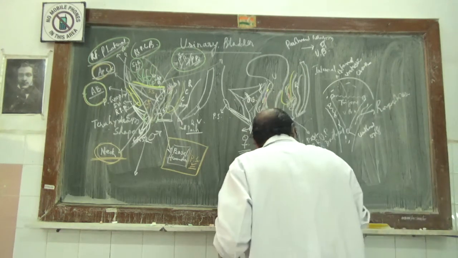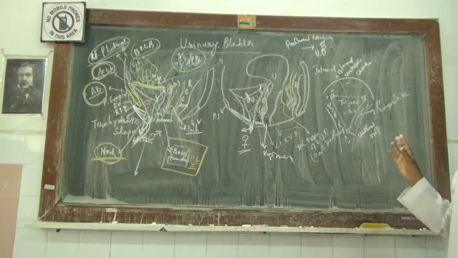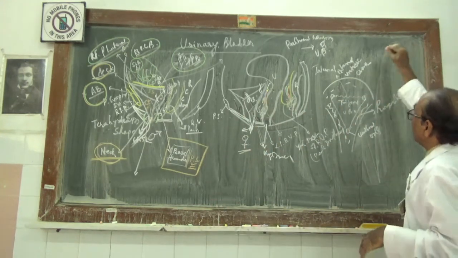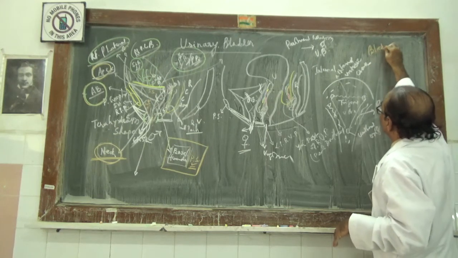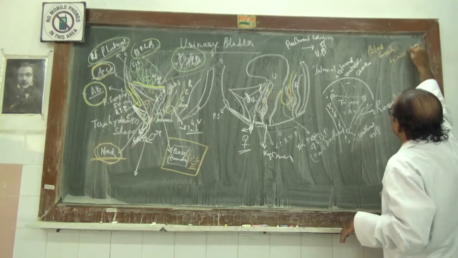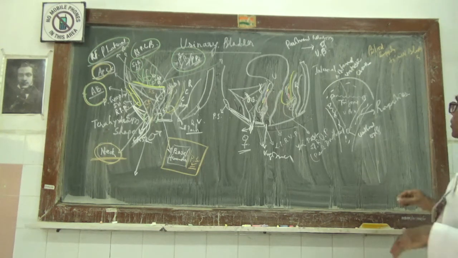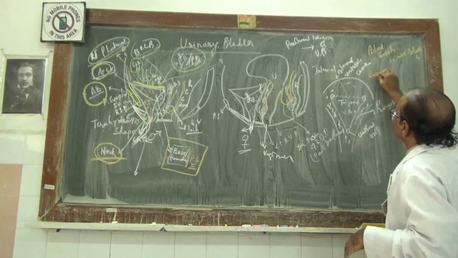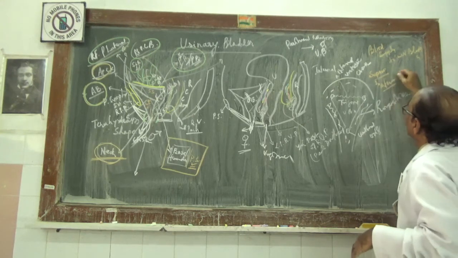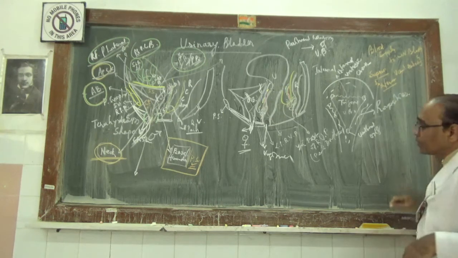Now after the internal features, you have to go to the vascular supply. Blood supply for the urinary bladder is by the superior and inferior vesical arteries.